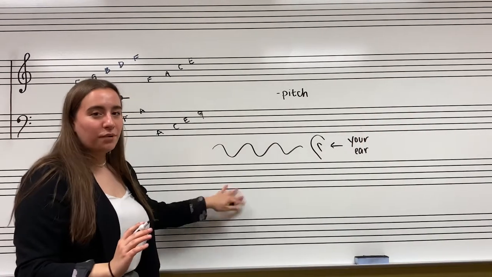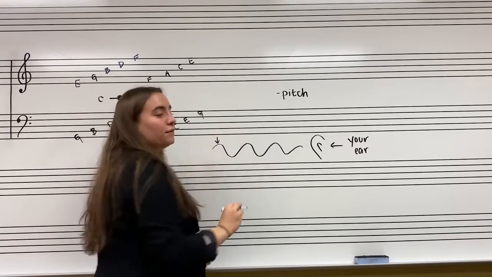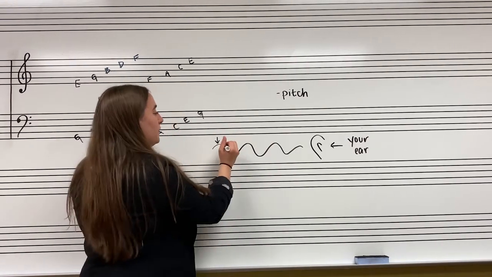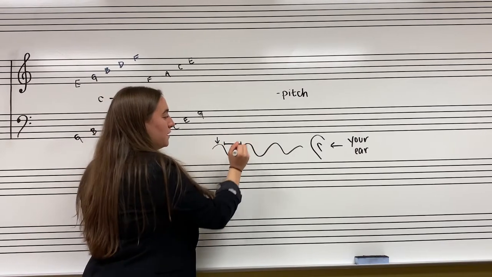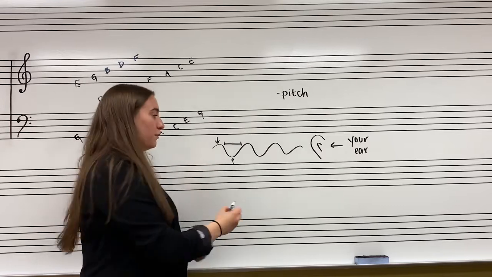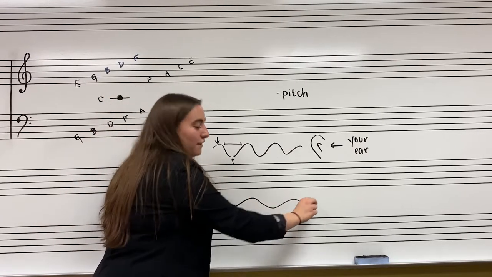And there are different parts to sound waves. So up here we have the crest, and then we have the trough, and then this distance in the middle is the wavelength. And so the lower the pitch, the farther the wavelengths will be. It'll be far away like that.